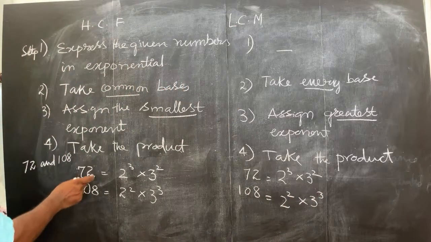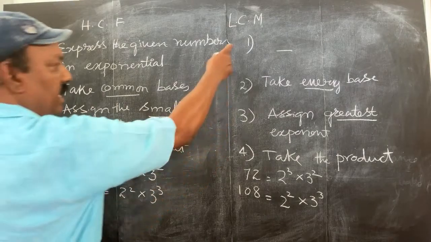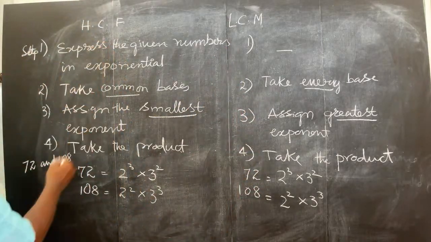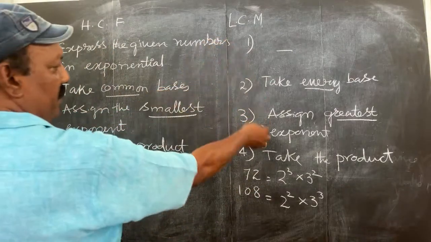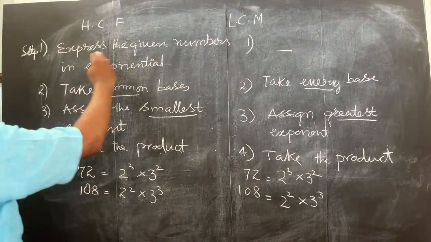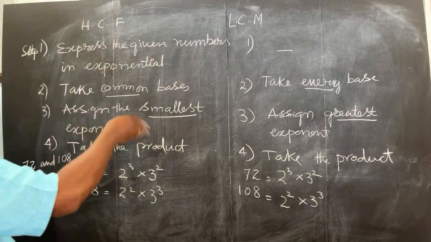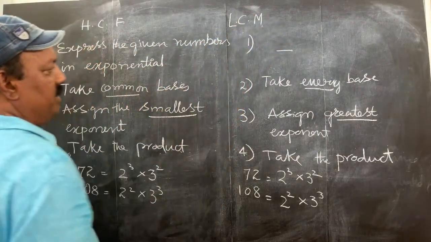The question was: find the HCF of 72 and 108, and find the LCM of 72 and 108. I gave 4 steps for HCF and 4 steps for LCM. What is the first step? The first step is common in both cases: express the given numbers in exponential form.